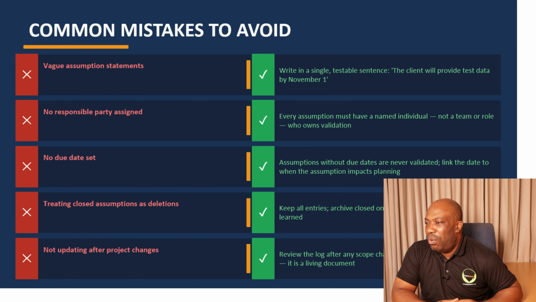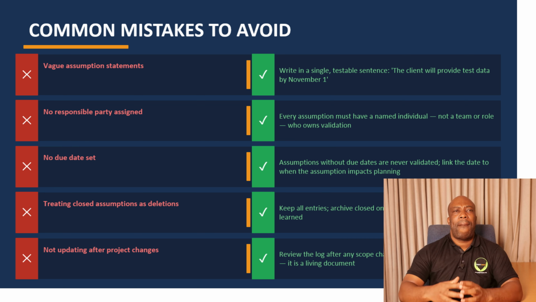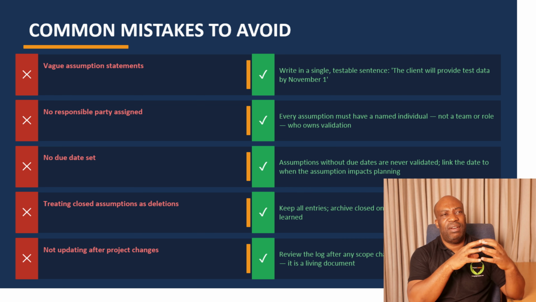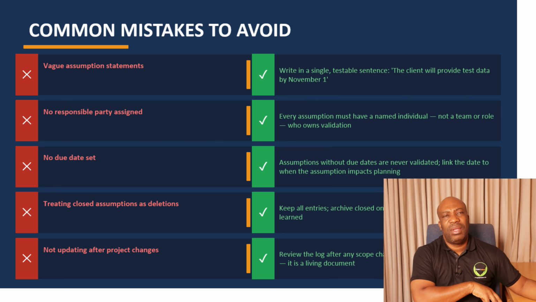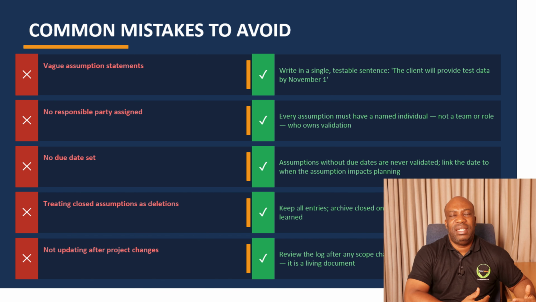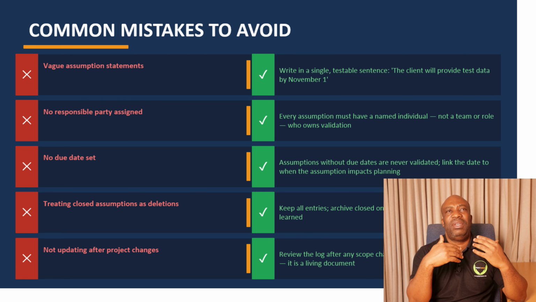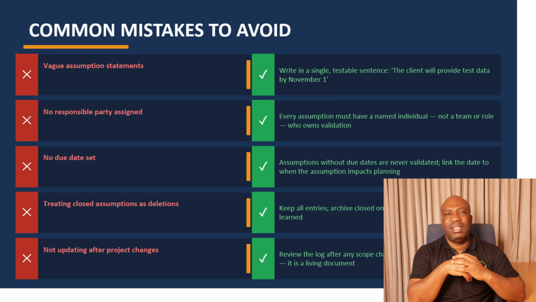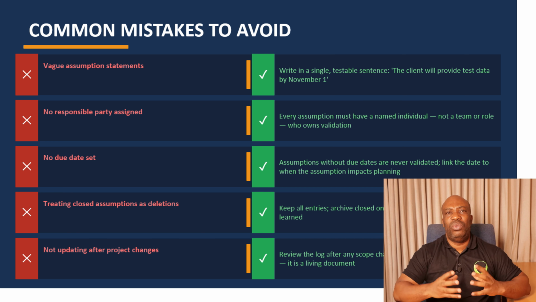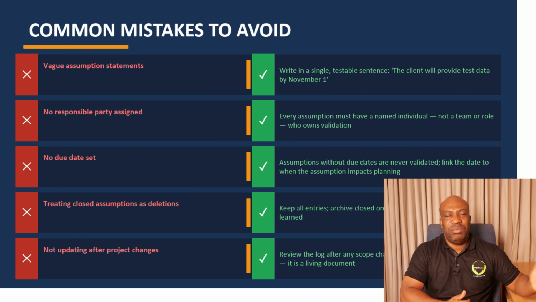Then common mistake number 4 is treating closed assumptions as deletions. You should keep all entries and archive closed ones for the project audit trail and lessons learned. So initially, you have assumed a specific item. Now you have validated that it has been proven to be true. Then you close it. It will also be helpful when it comes to capturing lessons learned. In the lessons learned, you want to have the do's and don'ts. And that assumption that we had closed, you can put it also as a lesson learned.